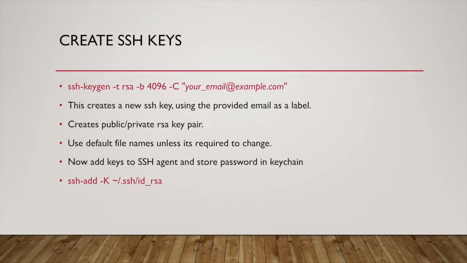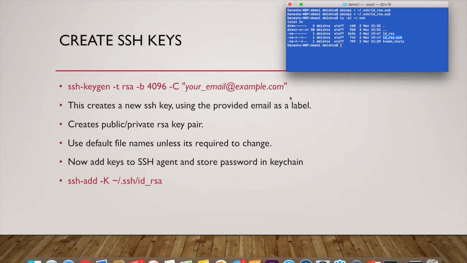So I don't know what 4096 means to this command, but yes, these are pretty much the same in any Mac or Windows Git Bash command line. So you just use the ssh-keygen command and it will generate those two files in your machine's .ssh folder. Once you have got these two files, the next stage is to add these keys to the SSH agent and store the password in your keychain.